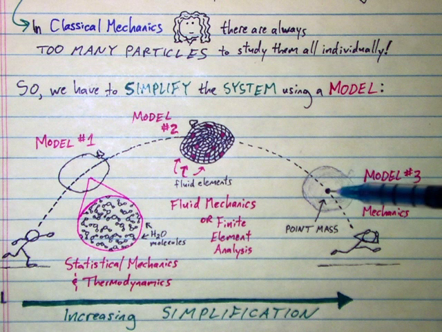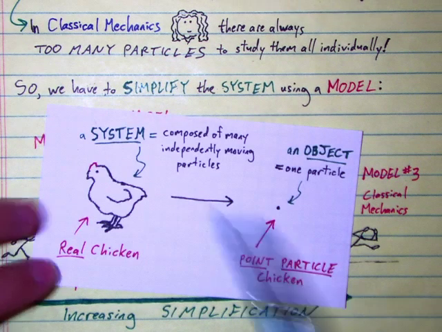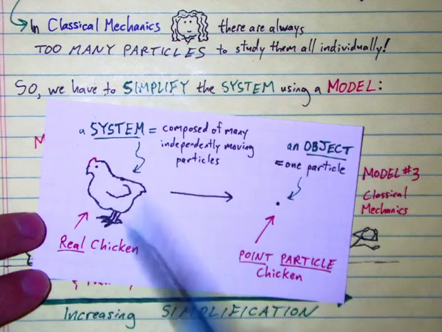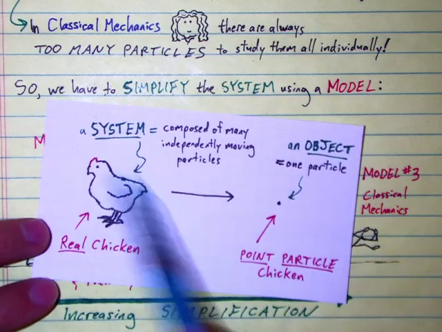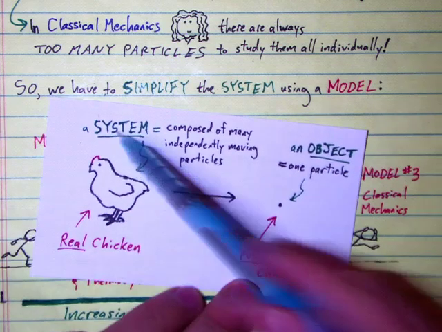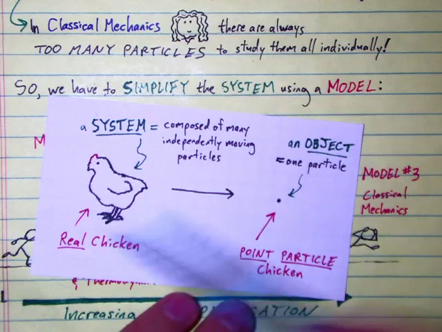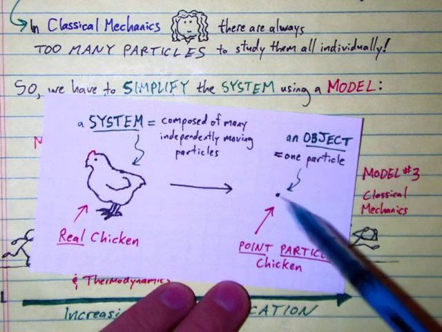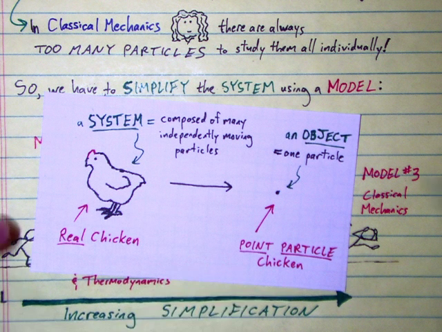Now, where should that particle be located? Well, here's another complex system, a chicken. This real chicken is a system composed of zillions of atoms. We could simplify it using this model and treat this entire chicken as a single object. When we treat a system as a single point particle, we now call it an object. So this is a system, this is an object. It occupies a single point in space. We now are taking our real chicken and turning it into a point particle chicken.